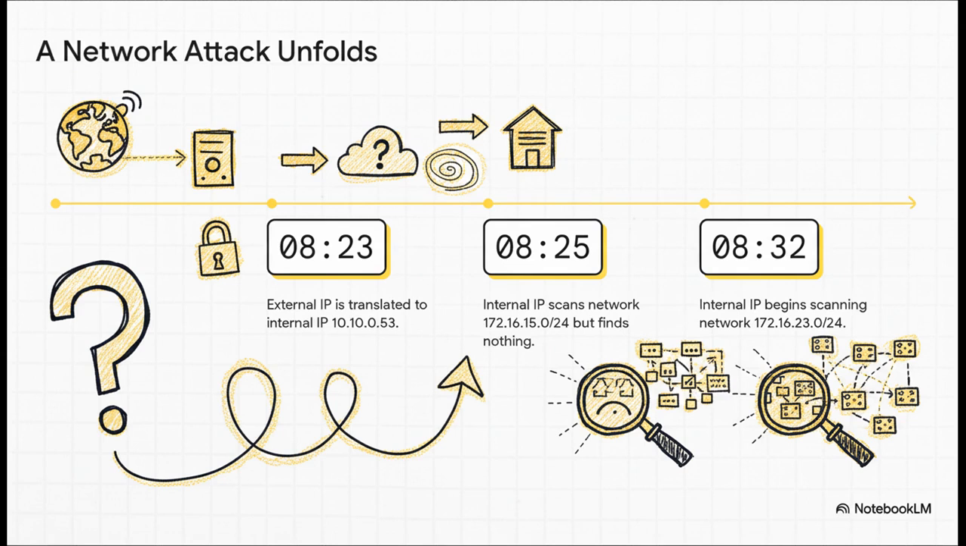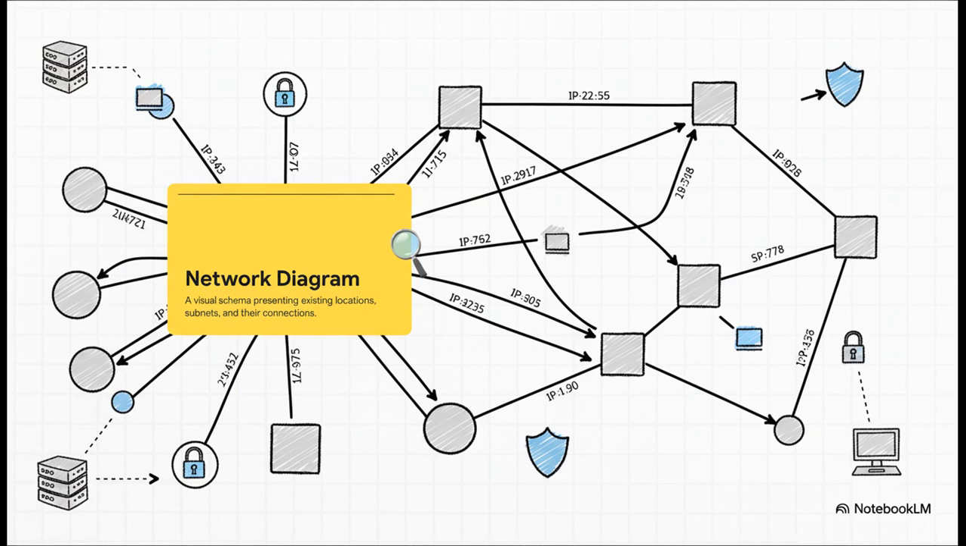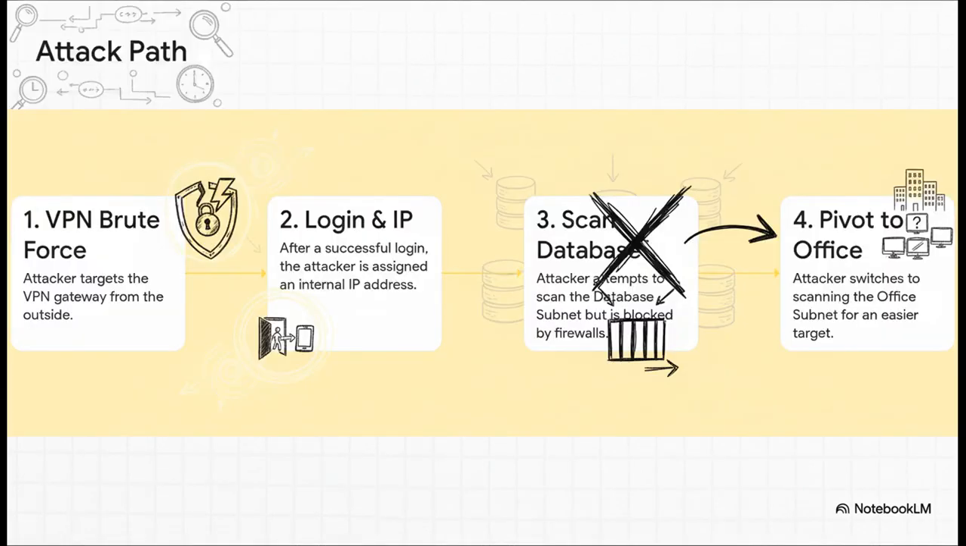To make any sense of an attacker's movements here, an analyst desperately needs a map. And that map is the network diagram. This thing is a total game changer, because it turns that confusing list of numbers into a clear, visual picture of the entire environment. Now, using that diagram, the analyst can trace the attacker's entire path, step by step. They can see the attacker trying to brute force their way into the VPN from the outside. Then, after they get in, they try to scan the database servers but get blocked. So what do they do? They pivot and start scanning the office network, probably looking for an easier target. That confusing timeline is now a clear story.